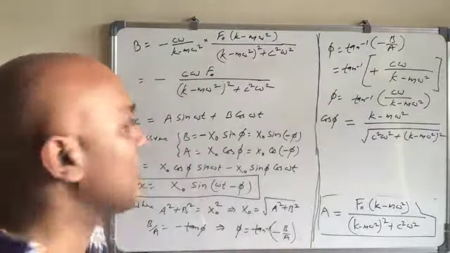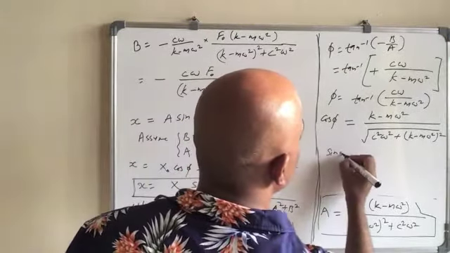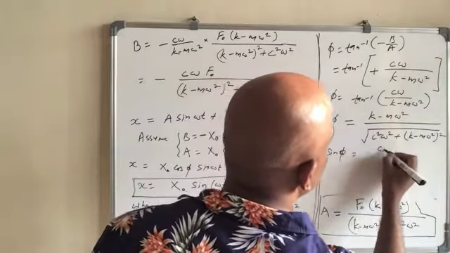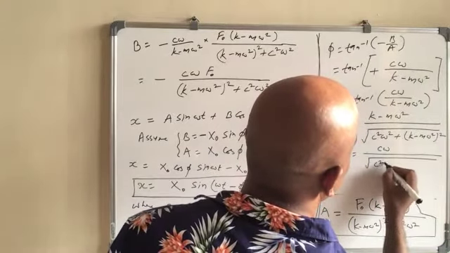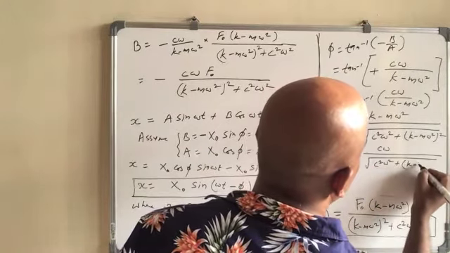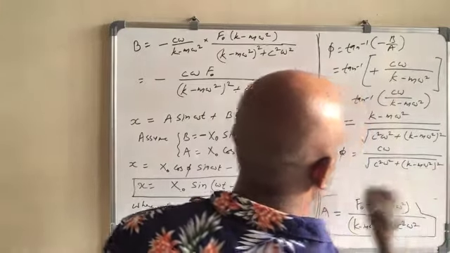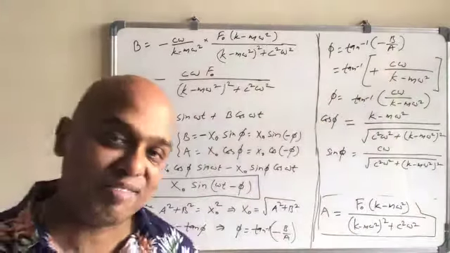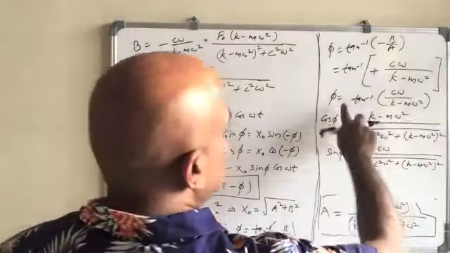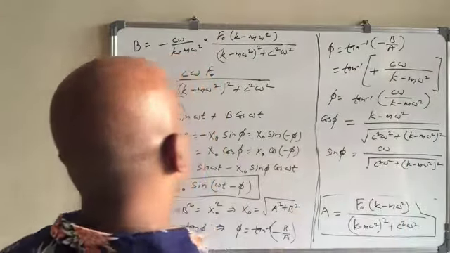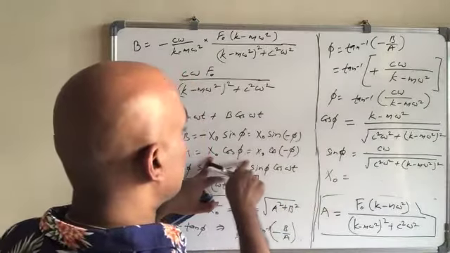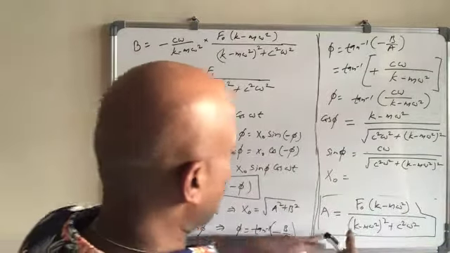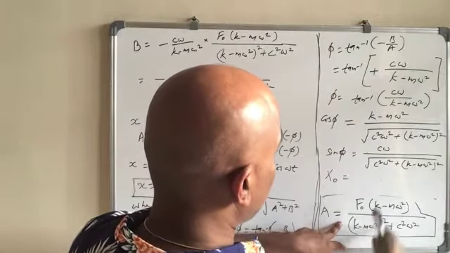So this is what cos phi would be, and sine phi will be equal to c omega divided by the root of c square omega square plus k minus m omega square, all squared. So this is what sine phi will be. Now that we have cos phi and sine phi, we can find out the value of x naught. x naught will be equal to a divided by cos phi. Where is a? a is here, and cos phi is here.